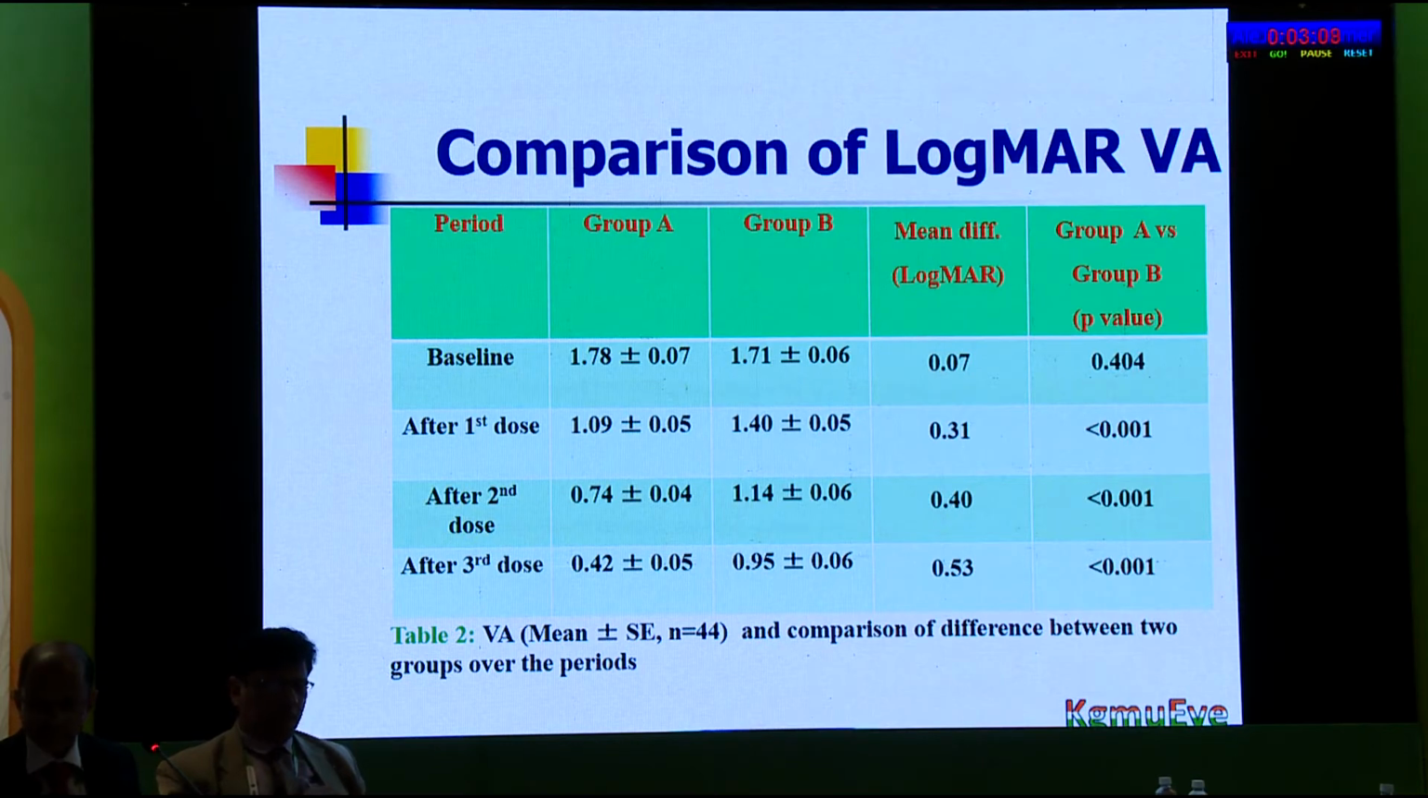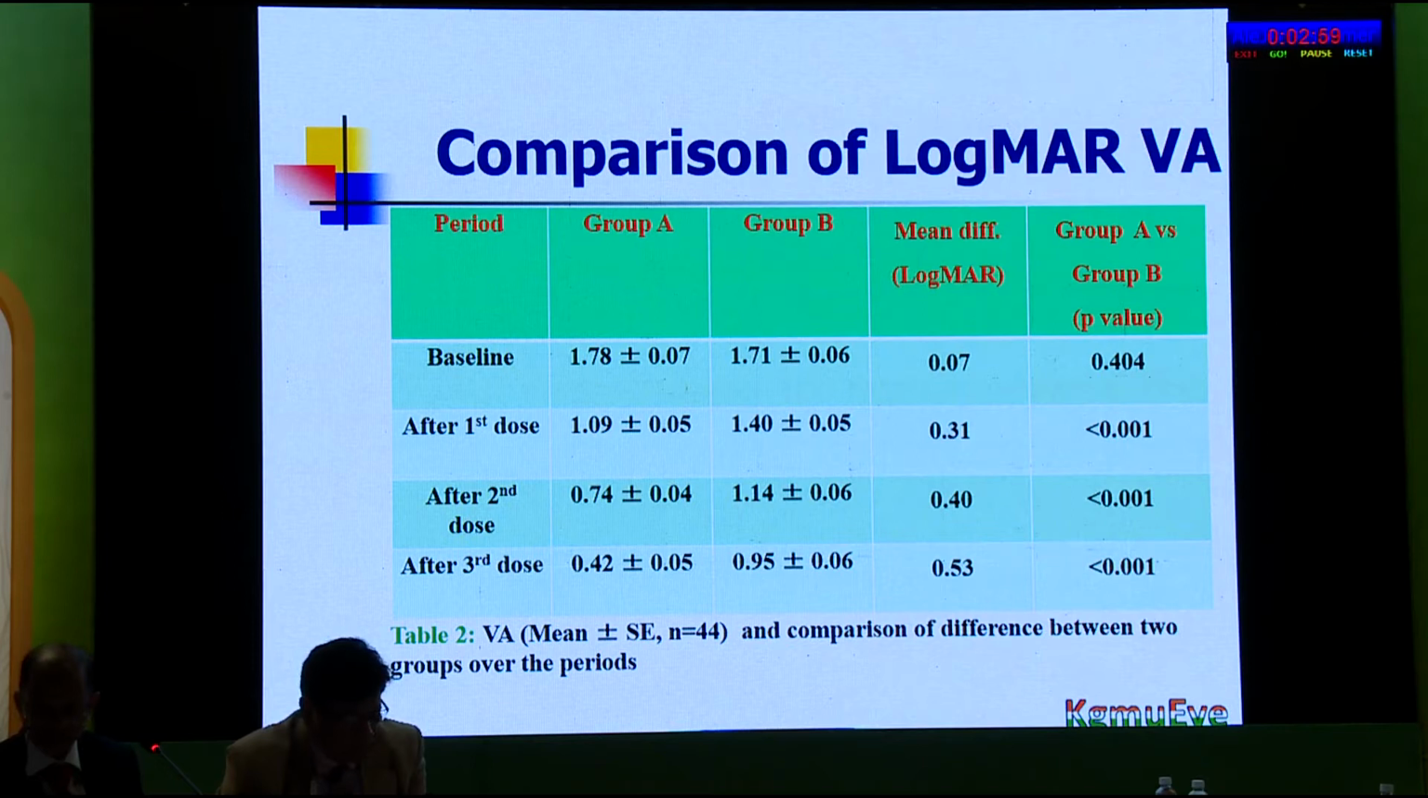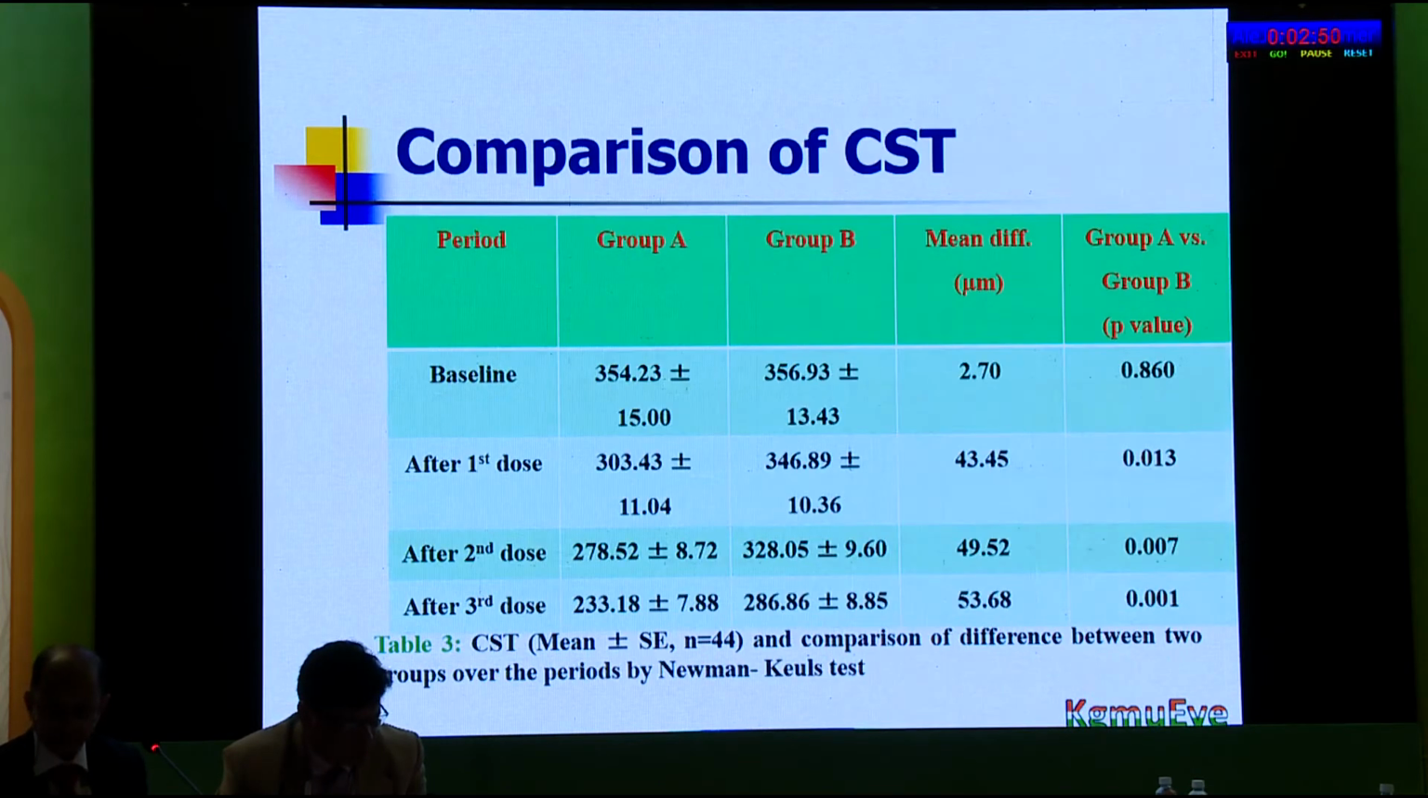As we can see, at the baseline, the p-value wasn't significant, but after the third dose, the p-value became highly significant. Even after the first and the second dose, we can see that group A, which received intravitreal bevacizumab, showed decrease in logMAR visual acuity as compared to group B, which received triamcinolone. Similar trends were observed in the CST.